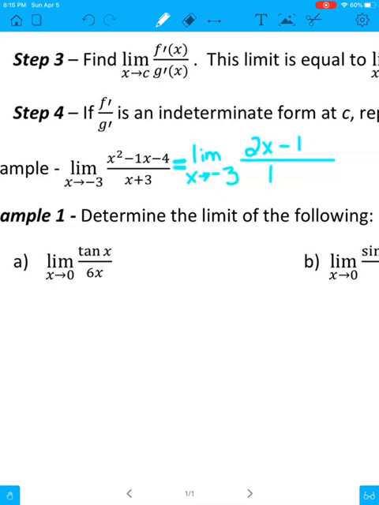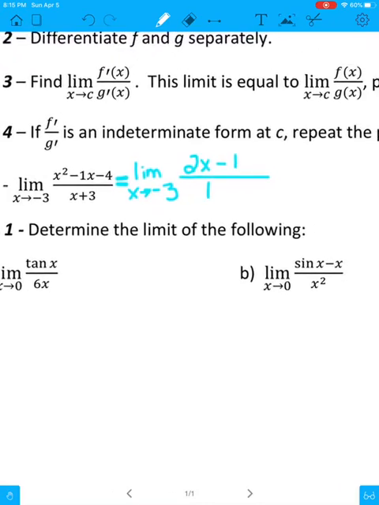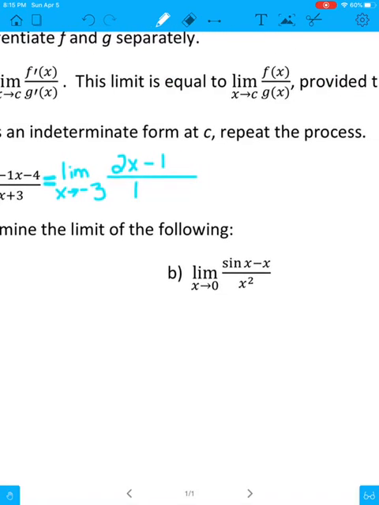Well, now if I plug negative 3 in, I'm not going to get an error. So I can now just plug it in. So I'm going to get 2 times negative 3 minus 1 all over 1, which I don't really need. And so I'm going to get 2 times negative 3, which is negative 6, minus 1, which is negative 7.